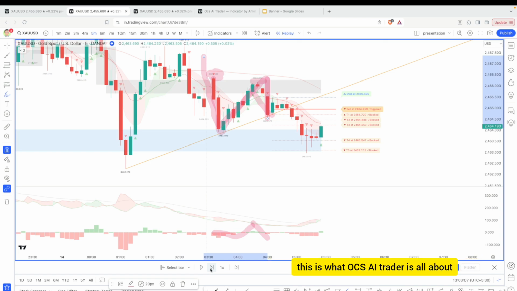Now this is what OCS AI Trader is all about. It is about risk management. It is about understanding the market to its full potential. It is about bringing the probability to your side.